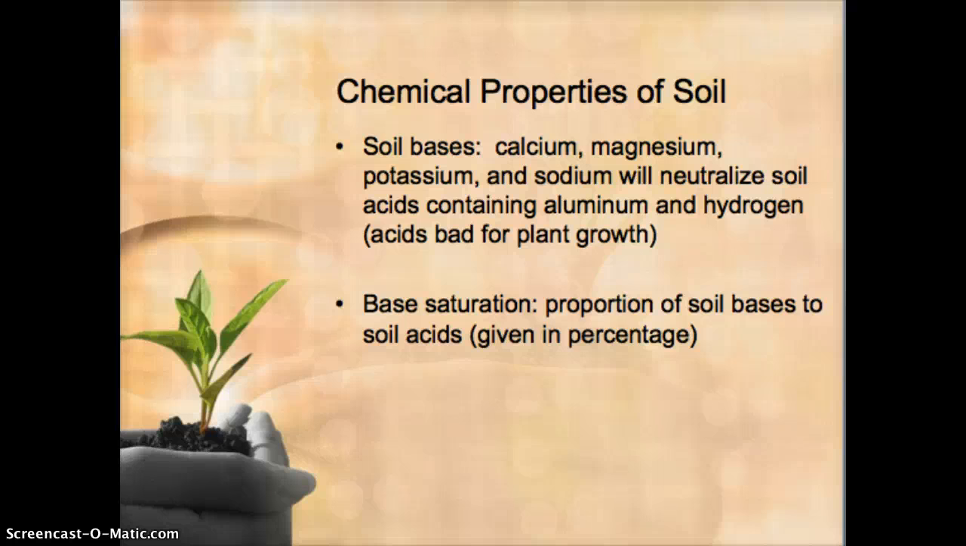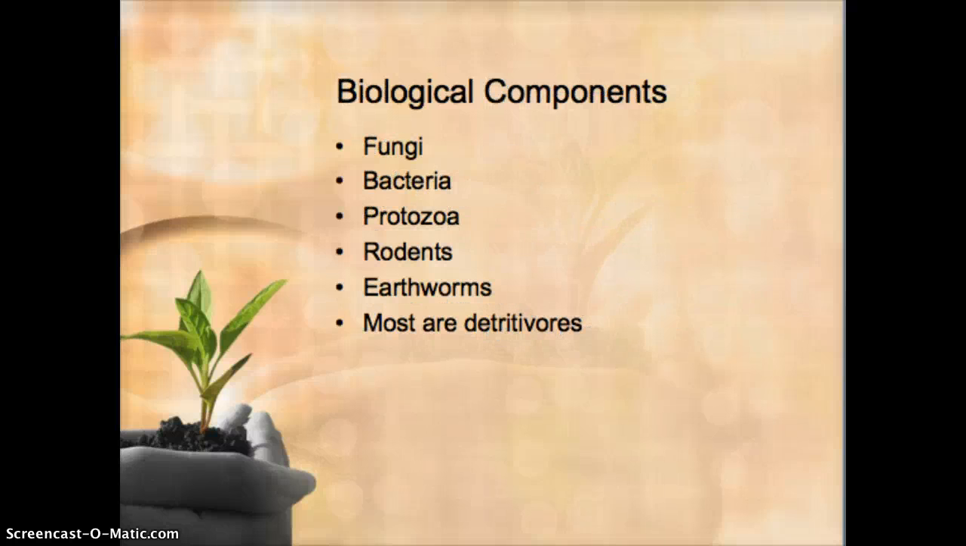Typically you don't really want a lot of acids when you're trying to have plant growth, because that causes a lower pH, and is not favorable for plant growth. And base saturation is the actual name of the property. It's the proportion of soil bases to soil acids, and usually given as a percentage. So we've got the CEC, which is going to measure the negative ions essentially, and base saturation, which measures the positive ions.